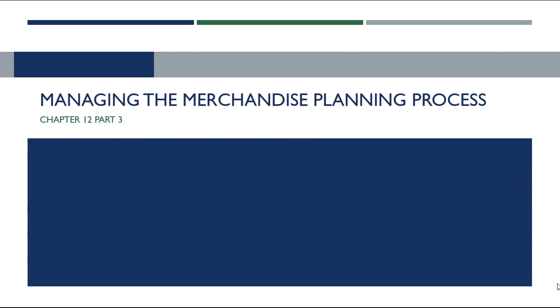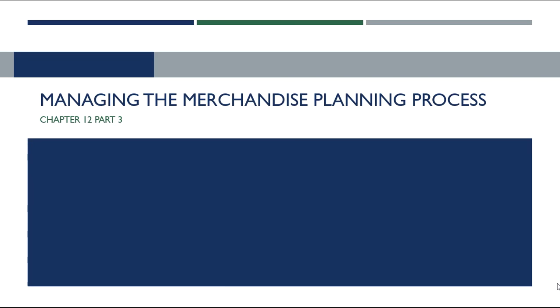We are now in Chapter 12, Part 3, and we're continuing our conversation on the merchandise planning process. So far in Chapter 12, we've introduced the different categories of merchandise: staple merchandise, fashion merchandise, and seasonal merchandise. And we've looked at the first few steps in the merchandise planning process. We started by talking about how to forecast category sales. Then we looked at how to develop an assortment plan. And we left off talking about setting inventory and product availability levels.